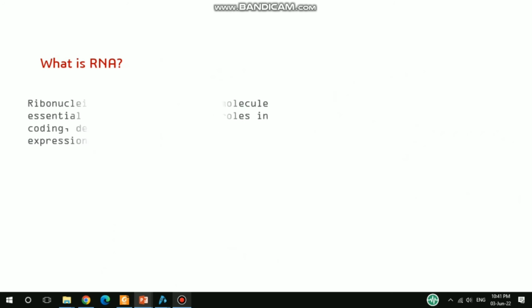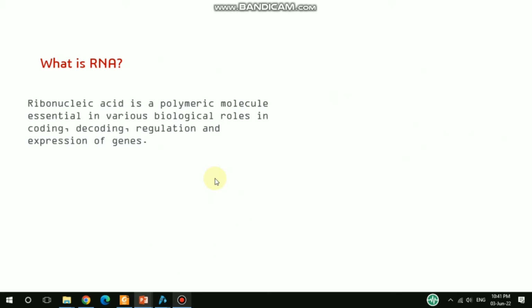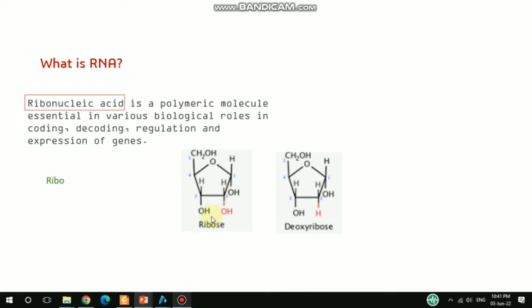Then what is RNA? RNA is ribonucleic acid. It's a polymeric molecule essential in various biological roles for coding, decoding, regulation, and expression of genes. If we analyze the term ribonucleic acid, ribo is the ribose sugar, and there is an oxygen group in the ribose sugar, but oxygen is not present in deoxyribose. This is the main comparison between RNA and DNA.